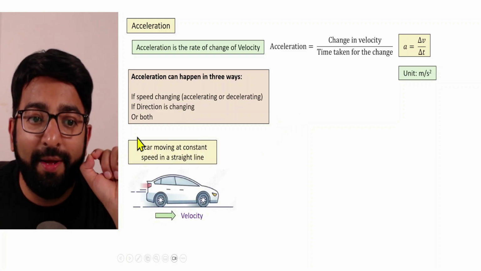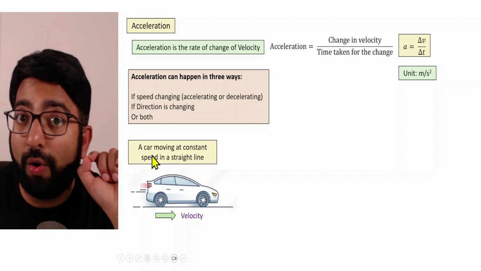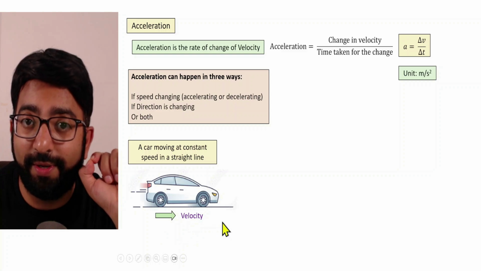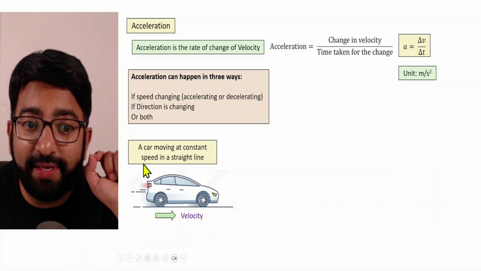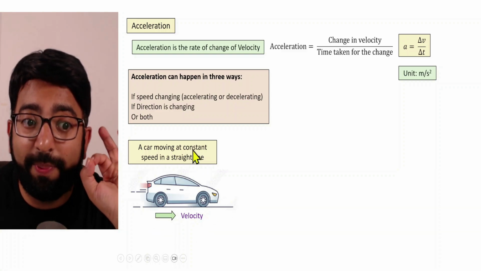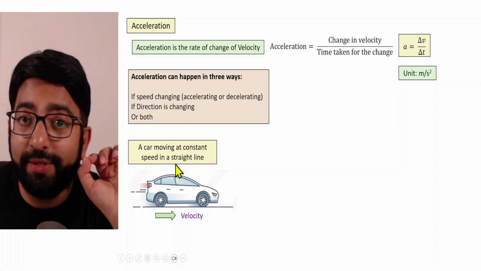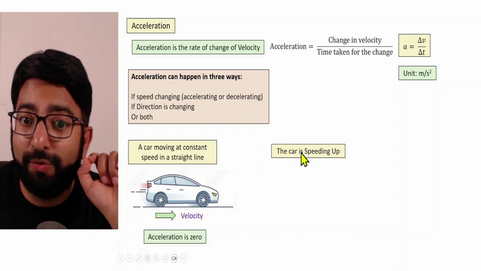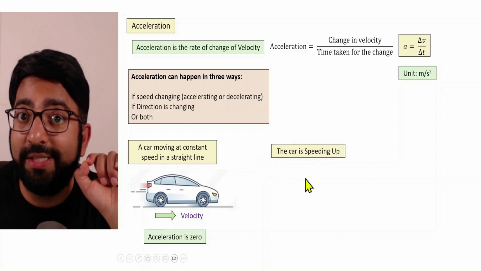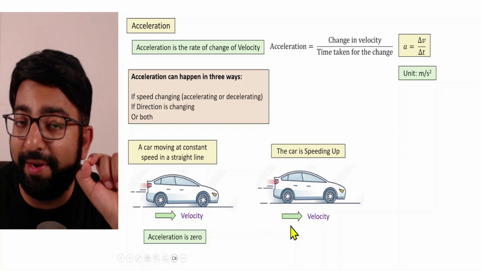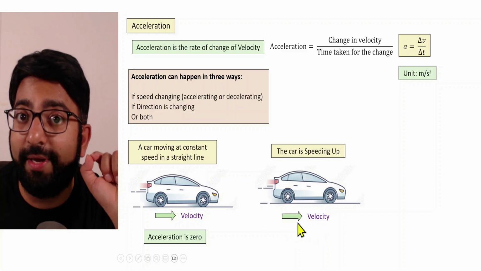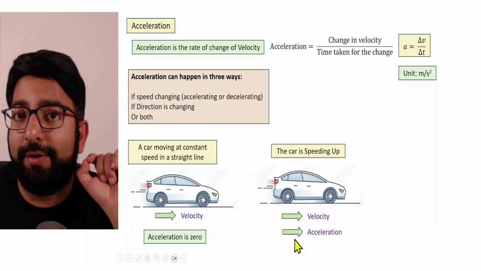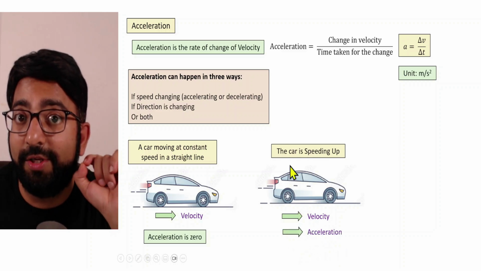So look at this diagram. We have a car which is moving at a constant speed in a straight line. So the direction of velocity is towards the right hand side. In this case, since the direction is fixed and the speed is also fixed, as it is constant speed, so acceleration will be equal to zero. Example number two, imagine a situation when the car is speeding up, which means it is accelerating. So the direction of velocity is to the right hand side and direction of acceleration will also be to the right hand side. That is why the car will speed up.